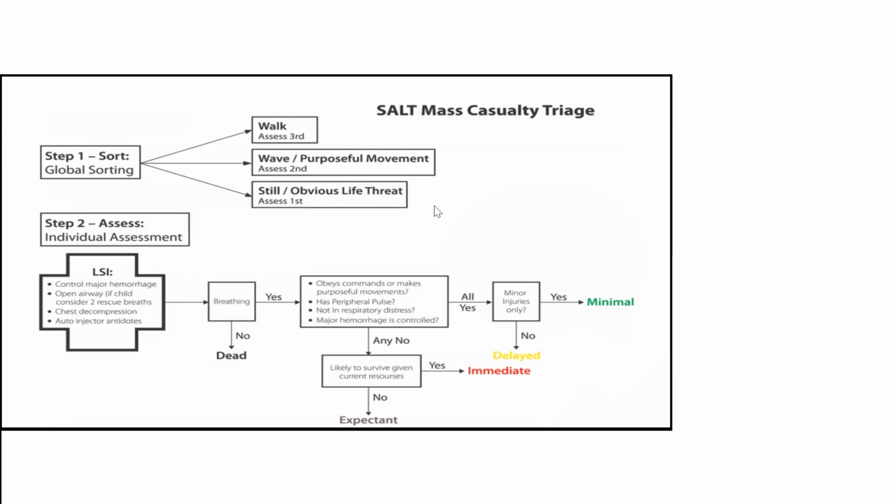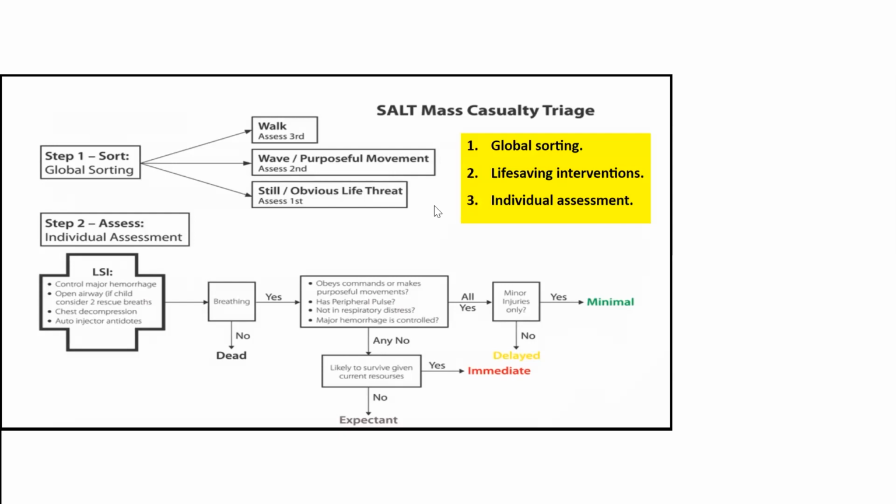Okay. So, like I mentioned, the only triage method which currently meets the MUCC criteria is the SALT mass casualty triage. And it's arranged in the same way: global sorting. So you can see step one. This is where global sorting happens. Can you walk? You become priority 3, green. Can you wave or make purposeful movement? You're second to be assessed. And are you still or have obvious life threats? Then you're first to be assessed. Okay. So that's global sorting. So it's just simply those who are walking, and then really those who can move your hands, show us where you are. Then the ones who are not moving become the people who are assessed first.